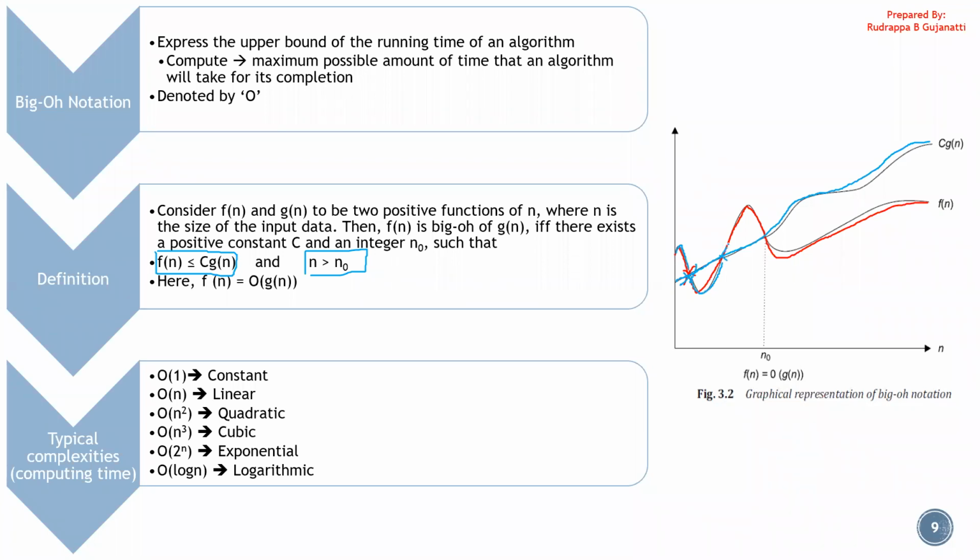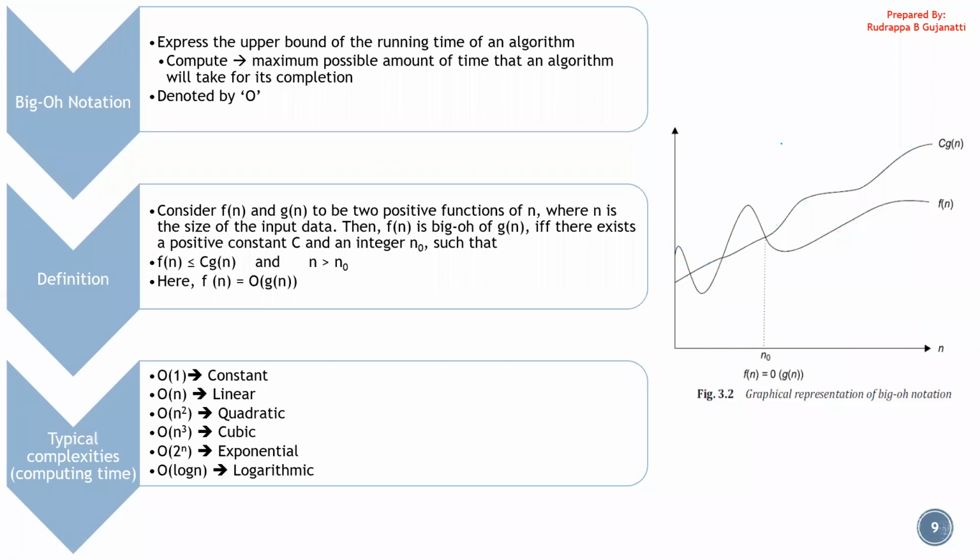But after this point, again it is not satisfying the condition, because f of n is again greater than c times g of n. So this part, if you observe, it is greater. But after this point, at n naught, f of n retains its value, which means it satisfies the condition that f of n is always less than c into g of n for all the values of n greater than n naught. Now if this function changes and it is here, then this is not the value of n naught. This n naught I cannot consider. So I have to see where that condition is being satisfied.